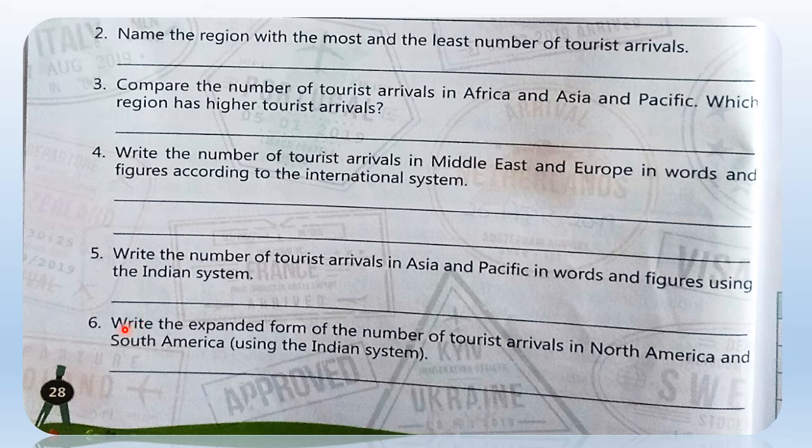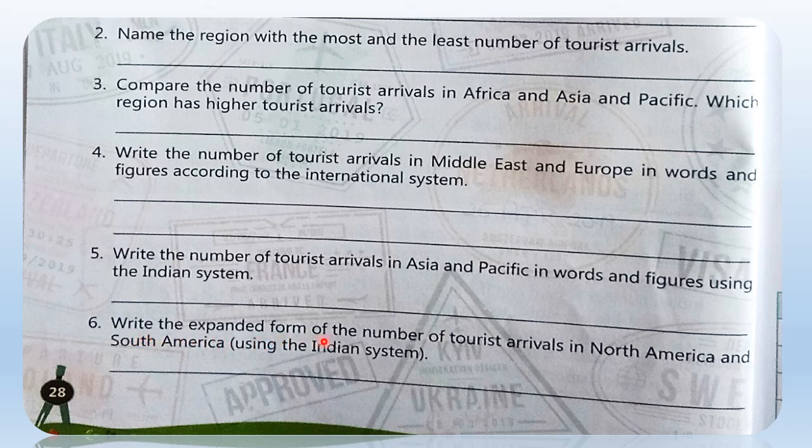Then finally you have number 6, write the expanded form of the number of tourist arrivals in North America and South America using the Indian system. So, to show the system, Indian system or international system, you will have to place commas. You will have to put the commas according to the place value chart. That is, commas separate the periods. So you will have to put the periods properly, where each period will be separated by the commas.